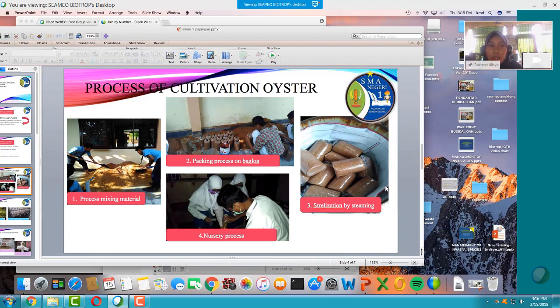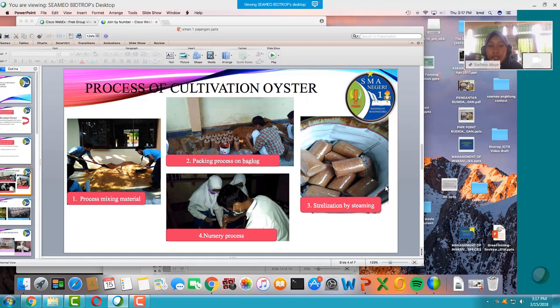This is the process of oyster cultivation. We do it in our school alone. The first process is mixing material. We use stick wood, wax, gypsum, and also water. We mix it. And then the second is the packing process in baglogs. We pack it along with all the extracurricular members in our school, extra jamur. We do it with our friends.